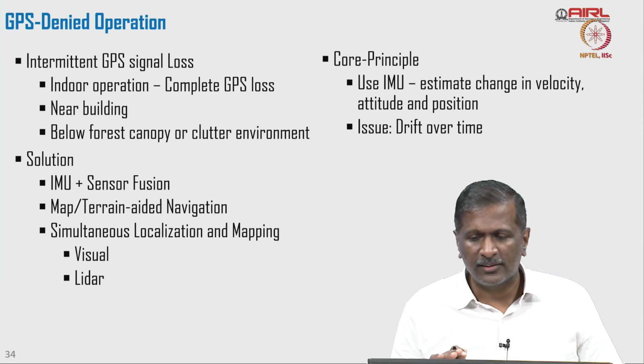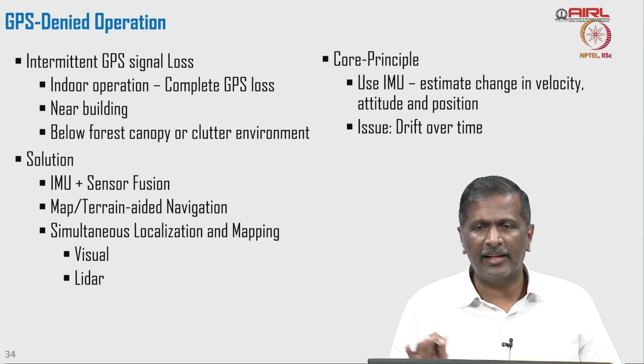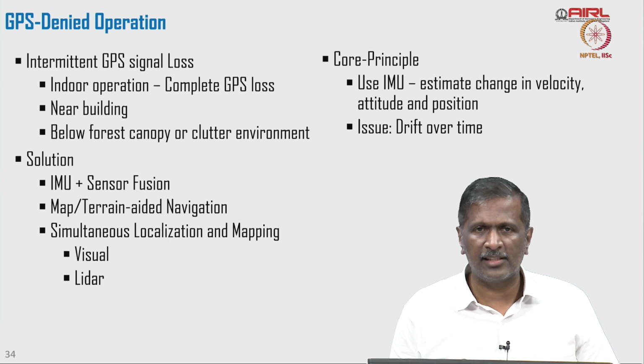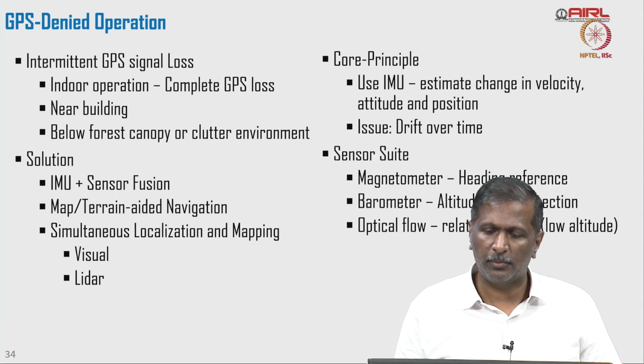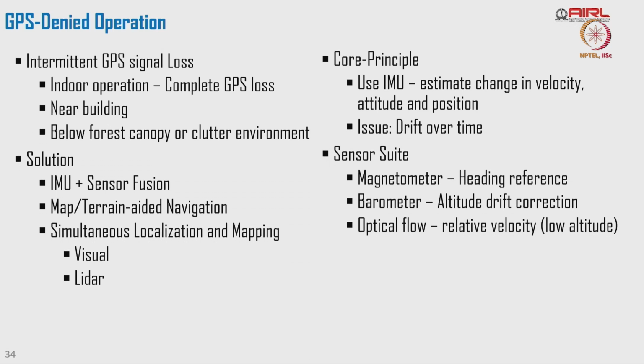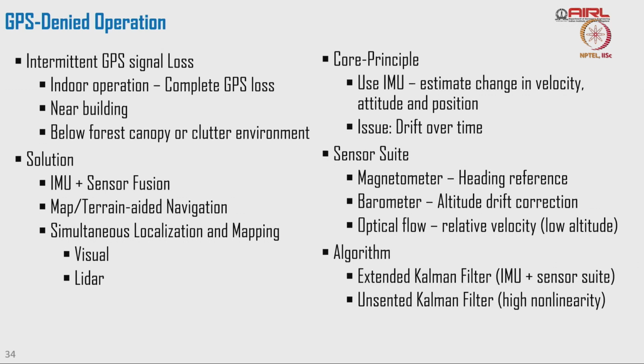Or I can use just IMU, integrate it and get the position and velocity, but then I will have a drift over time. That problem will come into the picture. Or I can fuse it with magnetometer, barometer or optical flow. All of them can give me information. Magnetometer will give me the heading, barometer will give me the altitude, and optical flow will give the velocity, right. I can fuse that and get the output.